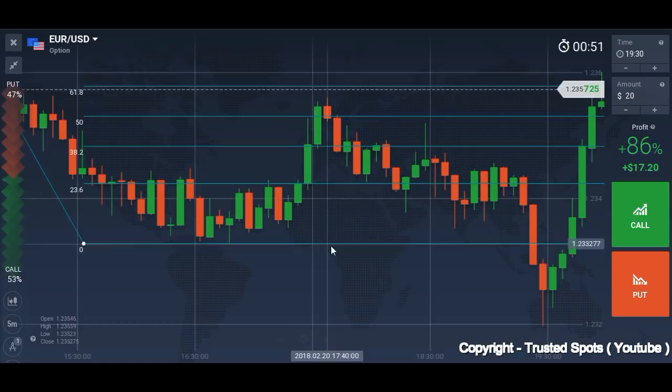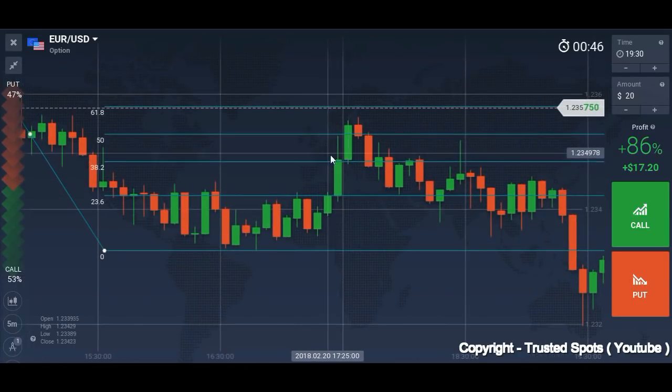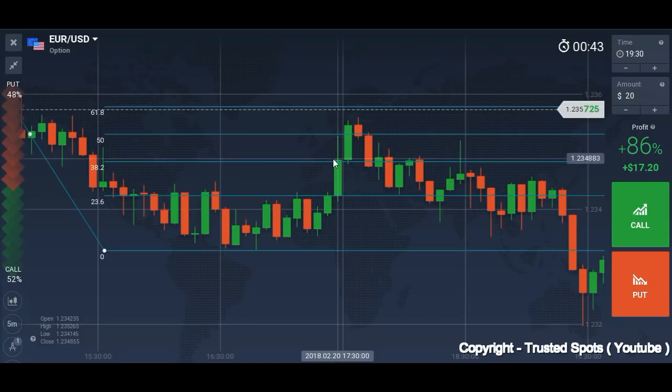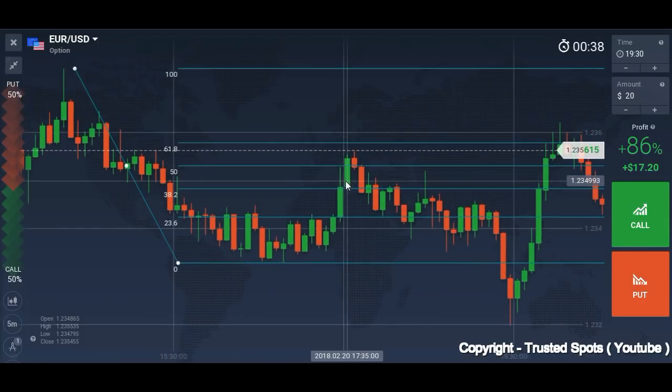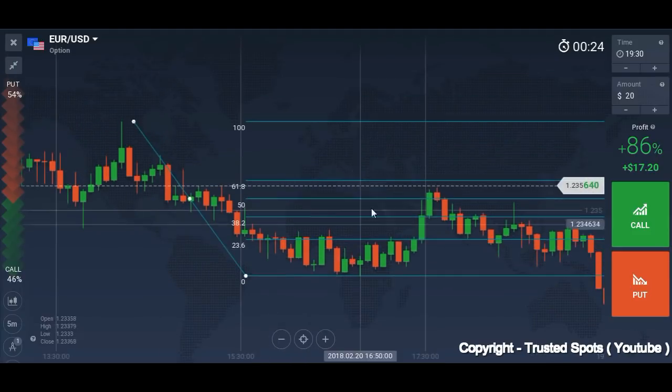Now if you go here, you will find that 38.2 doesn't work. So you don't have to take trades on every level. Why? Because you need to analyze the candlestick as well. If you look carefully here, this is a big green candle which is suggesting the market wants to go up, so it is better not to take a trade against a strong candle. So now let's talk about the 61 level.